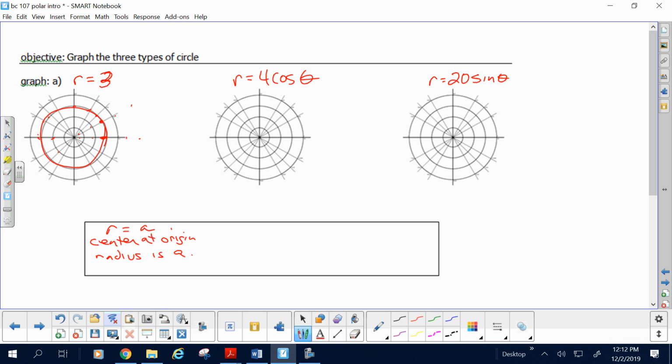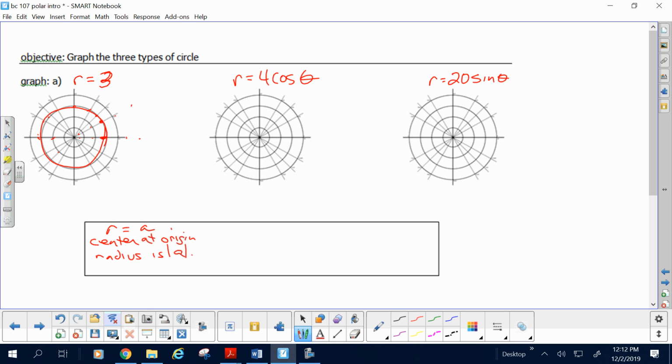Okay? r equals 4 cosine theta. Now you need to, yes, sorry. So that means that the radius is the absolute value of a? Yes. Maybe I should say the radius is the absolute value. Very good question.